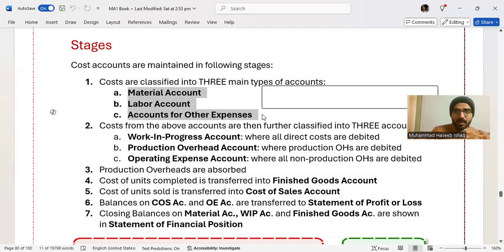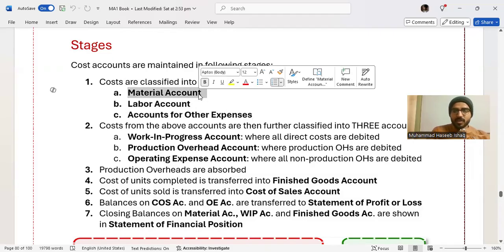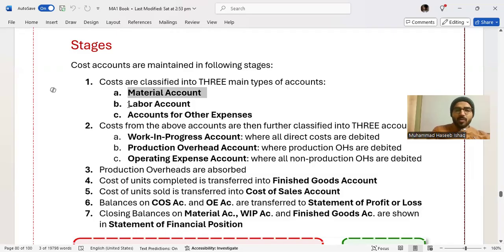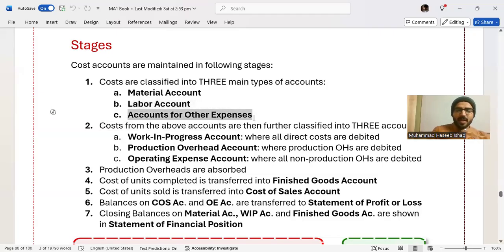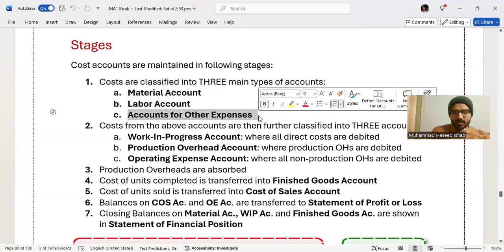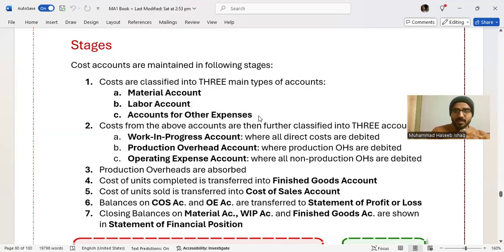You use the material account if the cost is related to material used in production. You use the labor account if the cost is related to employees. For any other cost, you use separate accounts, and you can categorize them as you like. For example, you can combine the depreciation expense in a single account, and you can combine utility bills together in a single account. You can create accounts for other expenses.